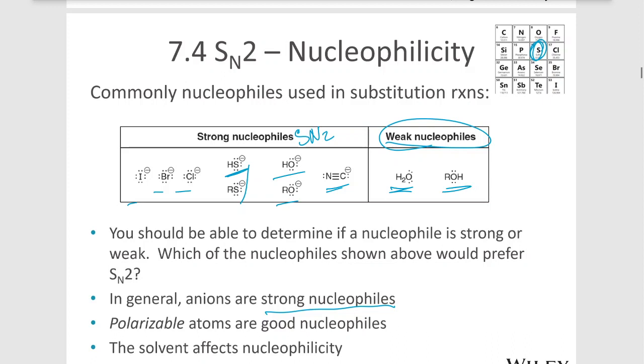Now, sulfur is polarizable because it is lower on the periodic table than oxygen, and so it makes a good nucleophile sometimes even if it is neutral. Something like dimethyl sulfide can be a good nucleophile even though it's neutral because it has a larger atom, takes up more space, and it's what's called polarizable because the atom is larger than oxygen. It's kind of fluffy, the electron density is bigger, and so it can actually access that alpha carbon a little bit easier in order to perform this reaction.